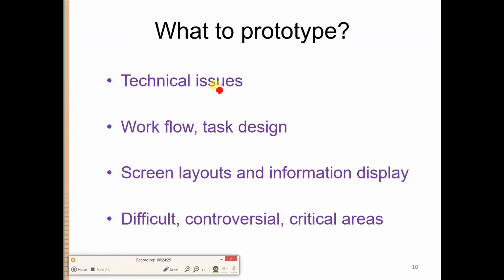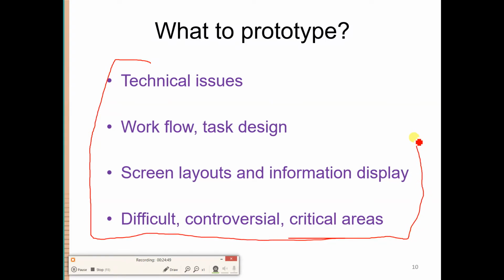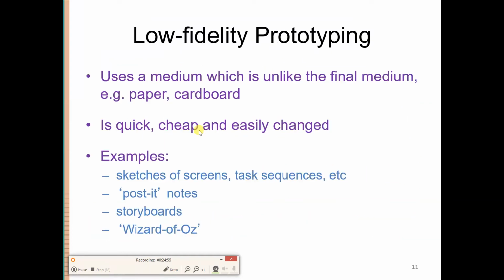Now the next question is what to prototype. There are some technical issues that can be prototyped. The workflow or the task design can be prototyped. Screen layout and the information display can be prototyped. Difficult, controversial or critical areas can be prototyped. So all of these things are possibilities that can be prototyped. Depending on the design, depending on the problem space, we can make a prototype.